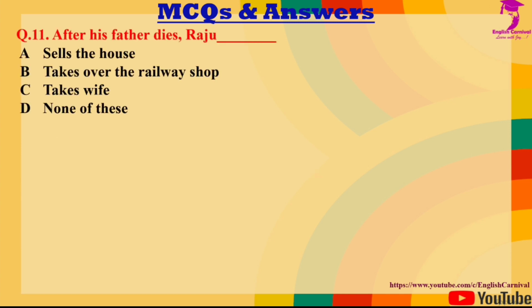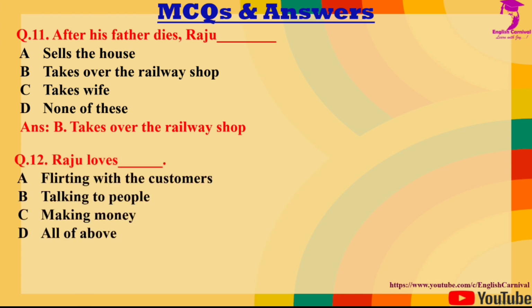Question number 11 we have, after his father dies Raju dash. Options are A sells the house, B takes over the railway shop, C takes wife, D none of these. Correct answer is B, that is after the death of his father he takes over the railway shop. Question number 12 we have, Raju loves dash. Options are A flirting with the customers, B talking to people, C making money and D all of above. The correct answer is B, that is talking with people.